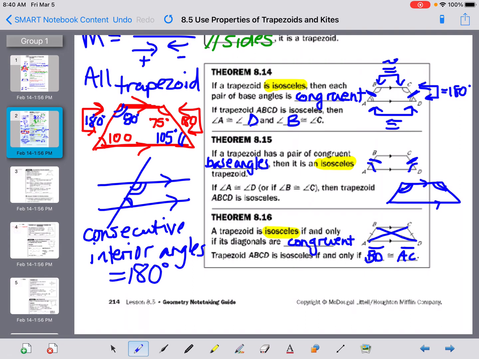So the only other shape we've had that has congruent diagonals so far was rectangles, which also means squares do. That's true for every rectangle and square no matter what. But only isosceles trapezoids have congruent diagonals. All right, let's move on.